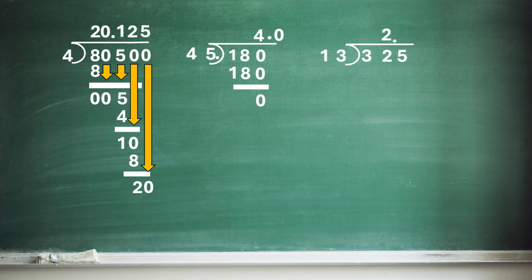Then we'll divide. 13 goes into 32 twice. We'll multiply to get 26. And subtract to get 6. Then we'll bring down the 5. And 13 goes into 65 5 times.